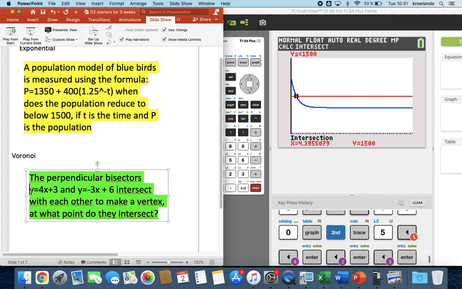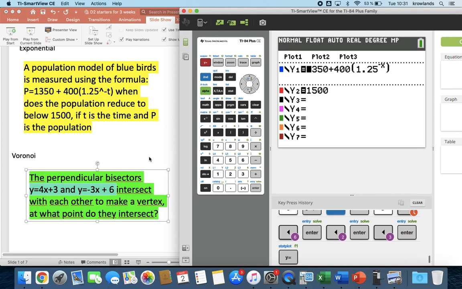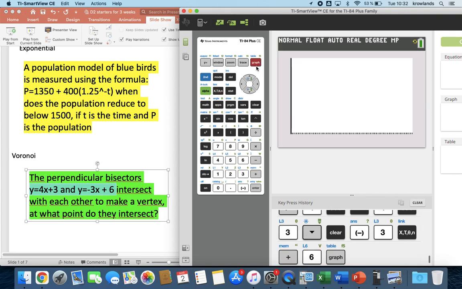This is to do with 2 lines bisecting each other, and this is a very similar concept. All you have to do is go onto the y equals, type both the lines in, 4x plus 3, and then on the second line we're going to do exactly the same, but this time with the second function, minus 3x plus 6. And we are going to click graph.